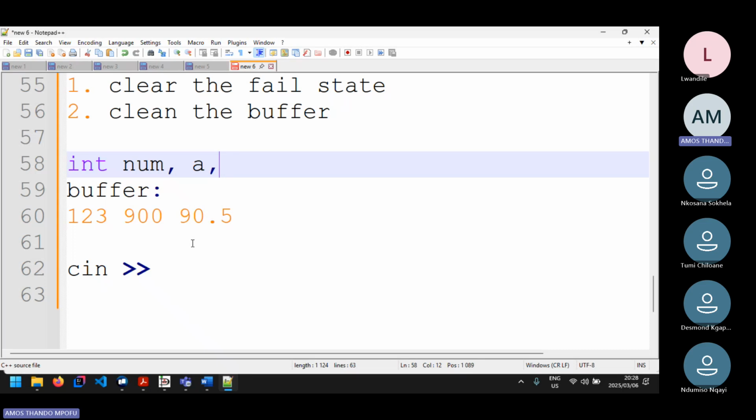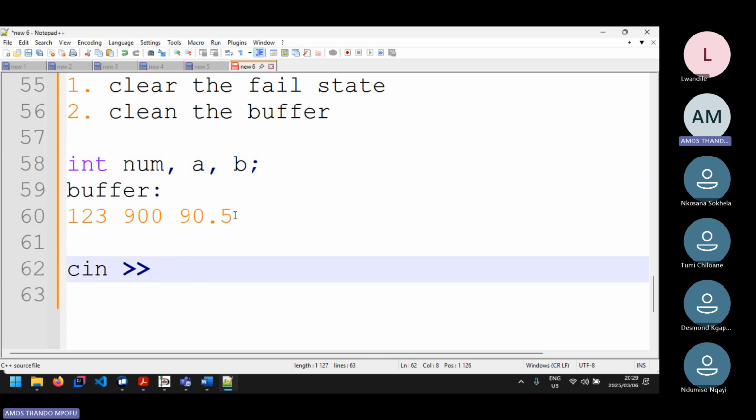So let me say int a, and then, let's say int b. I want to explain something also very important. I have three variables, all of type integer. In C++, if you have variables of the same type, you don't have to declare them separately. You can declare them all at once. You put the type first, then list the variables one by one, separating each with a comma. So all of these will be variables of data type int.